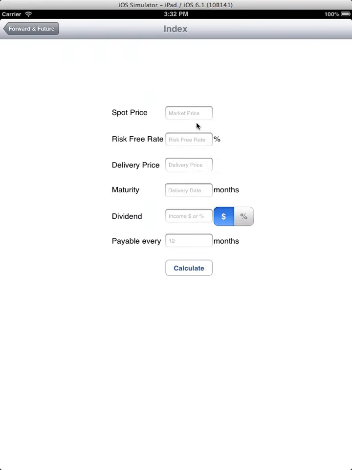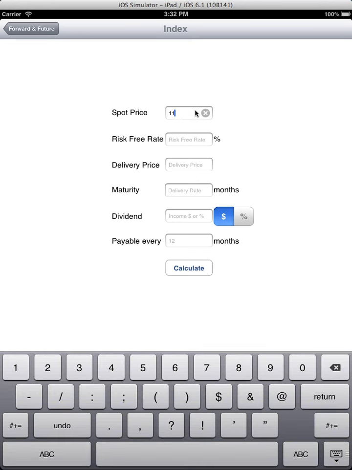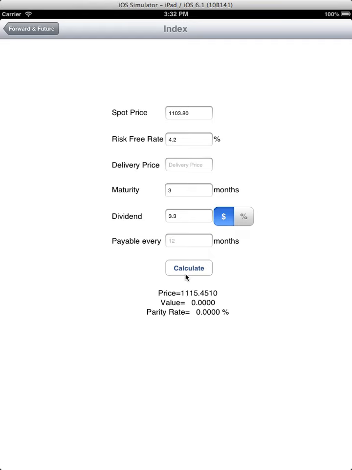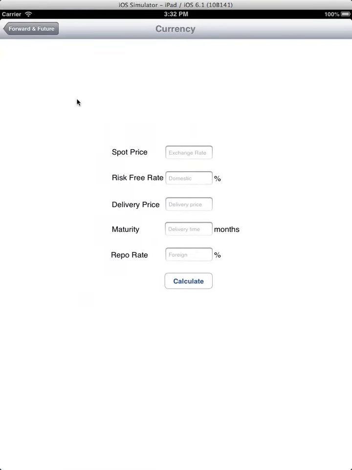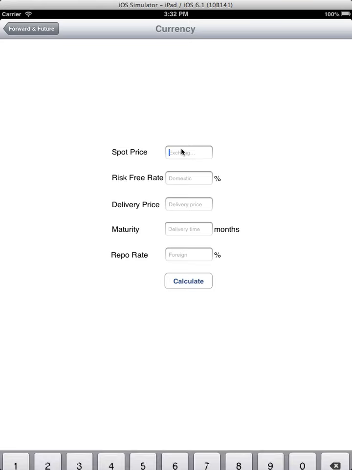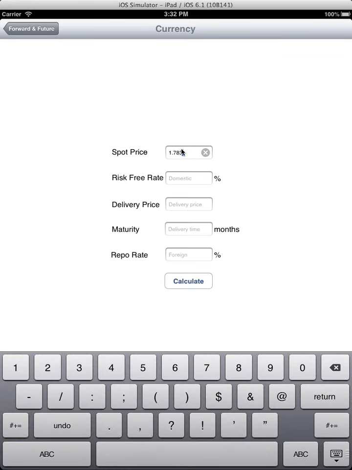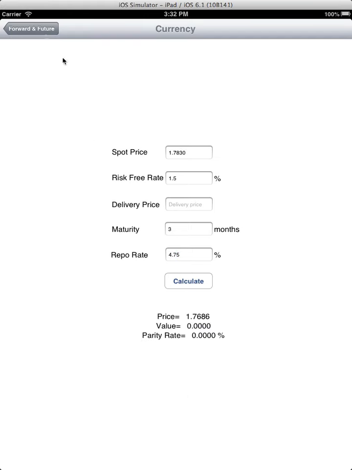So now let us consider index. The spot is 1103.80 and 4.2, then maturity in 3 months, dividend is 3.3. It's payable every 12 months, and this is what we receive. And now let us go to currency. Say spot price is 1.7830. Risk-free rate is 1.5. Maturity in 3 months. Repo rate is 4.75, and we calculate. This is what we get.